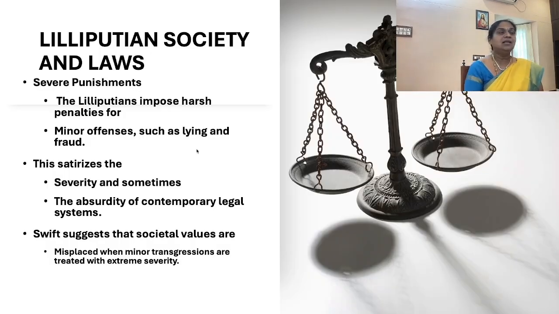And here you find that the Lilliputian society and the laws have severe punishments. They impose harsh penalties for even minor offenses, such as lying or cases of fraudulence and so on. And this particular event of imposing severe punishment satirizes the severity and sometimes the absurdity of contemporary legal systems. And through these, Swift suggests that societal values are misplaced when minor transgressions are treated with extreme severity.